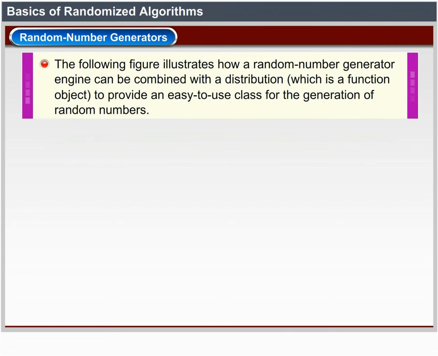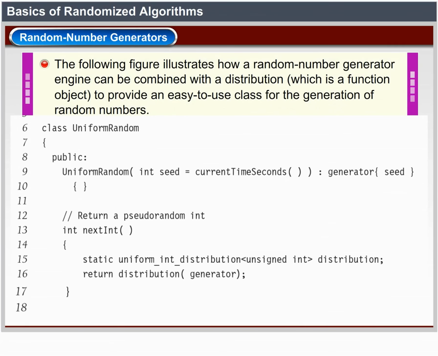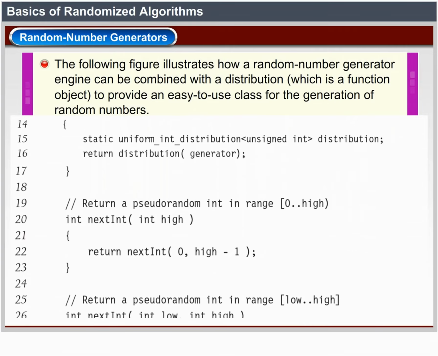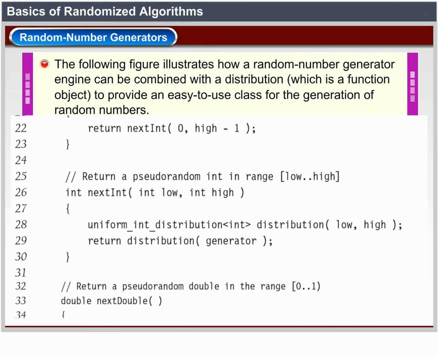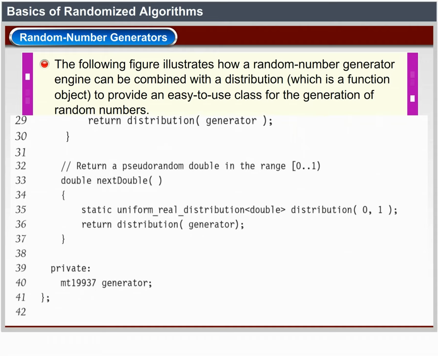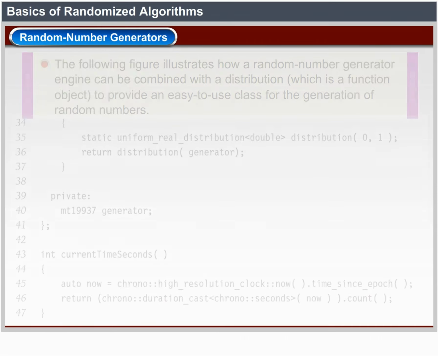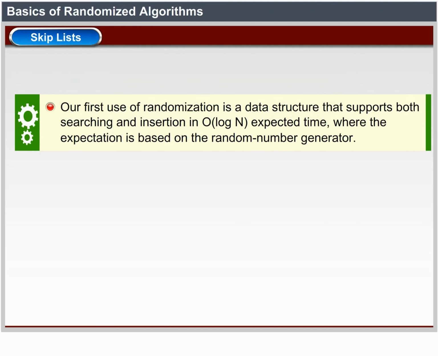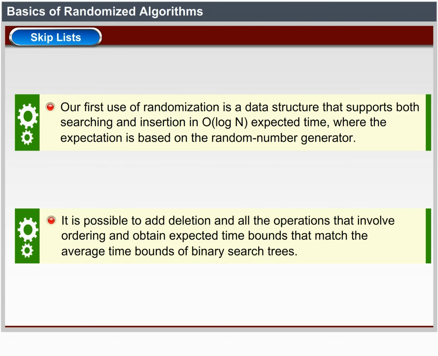The following figure illustrates how a random number generator engine can be combined with a distribution, which is a function object, to provide an easy-to-use class for the generation of random numbers. Skip lists. Our first use of randomization is a data structure that supports both searching and insertion in O(log n) expected time, where the expectation is based on the random number generator. It is possible to add deletion and all the operations that involve ordering and obtain expected time bounds that match the average time bounds of binary search trees.